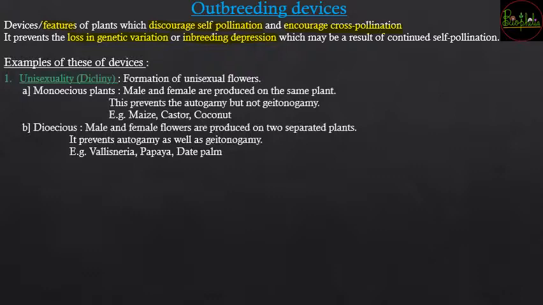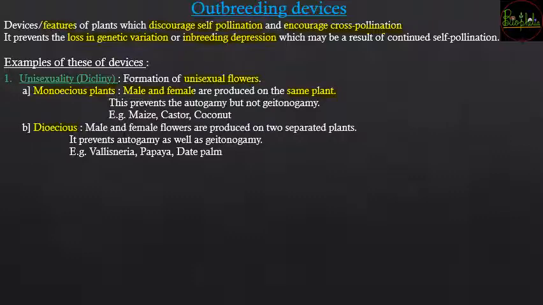So पहला outbreeding device है that is unisexuality or also called dicliny. So production of unisexual flowers is going to ensure that there is cross pollination. So unisexual flowers produce होने के लिए there can be two conditions. पहला होता है monoecious plants और second is dioecious plants. So monoecious plants में क्या होता है? Male and female flowers are going to be produced on the same plant.